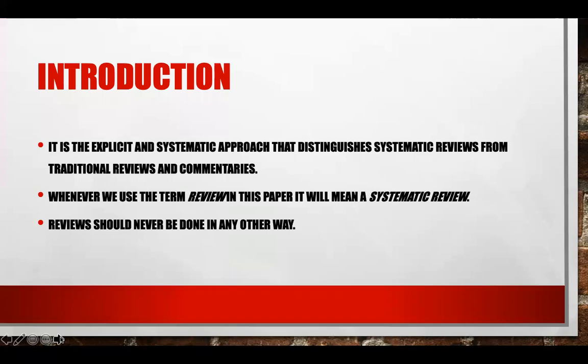It is the explicit and systematic approach that distinguishes systematic reviews from traditional reviews and commentaries. Whenever we use the term review in a paper, it will mean a systematic review. Reviews should never be done in any other way. Whenever you use the word review, it should be a systematic review rather than simply a review of the papers, because otherwise you will not be justifying the topic or the review itself.